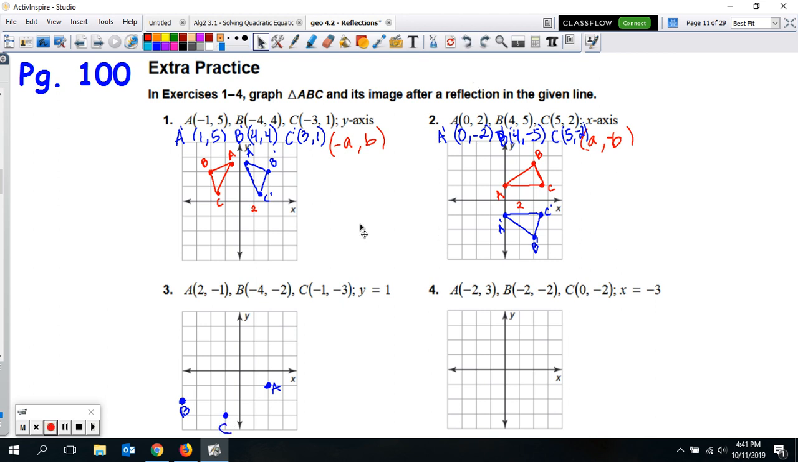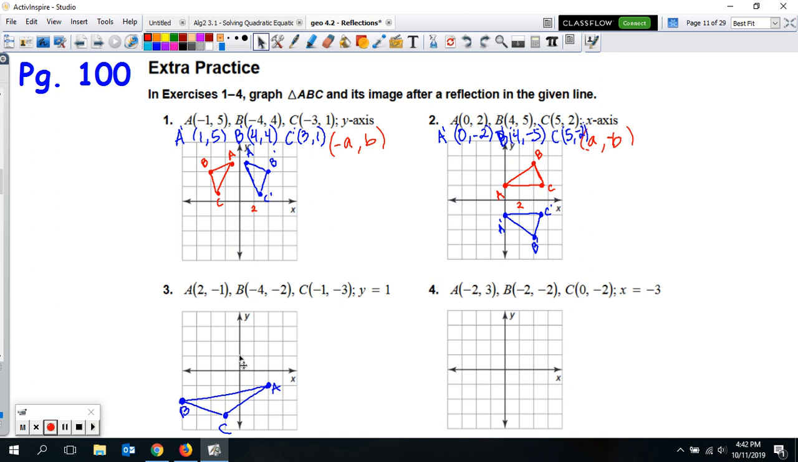And then go ahead and connect your dots. So we'll connect the dots together to make our triangle. That's going to be our pre-image. We call it the pre-image. That's the original. And now we want to create the image by doing a reflection in this line, y equals 1. So we got to look, okay, where is y equals 1?